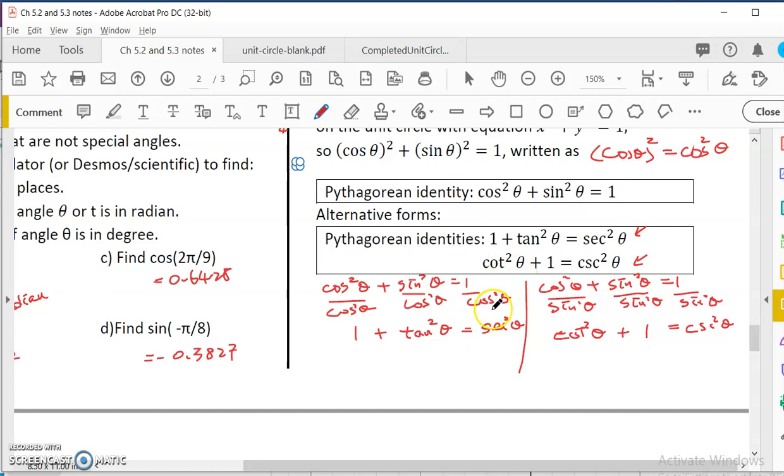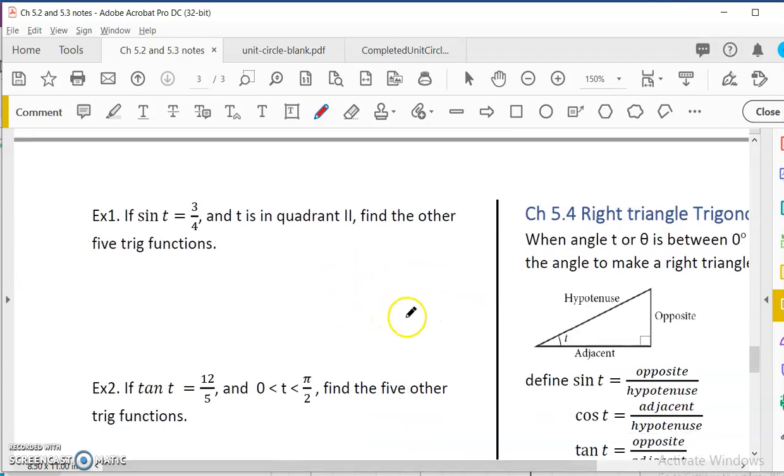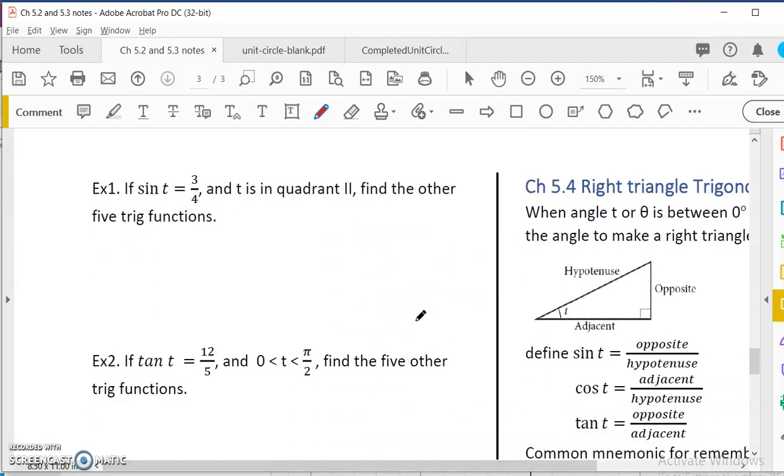You may ask, Ms. Chen, you divided this, but can you divide if cosine is 0? When cosine is 0, then sine is 1, and if sine is 1, tangent is also 1. Okay, so that still works. Those special cases still work. So in general, we say that.